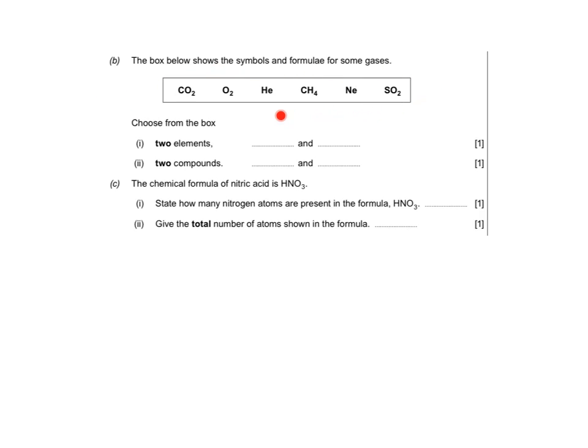This question refers to some of the work we did right at the start of the year when we reviewed Key Stage 3 information and looked at elements and compounds. So here we have elements and compounds, and hopefully you can identify from this box which material is an element and which is a compound. Elements have one symbol, compounds have multiple symbols in their formula.